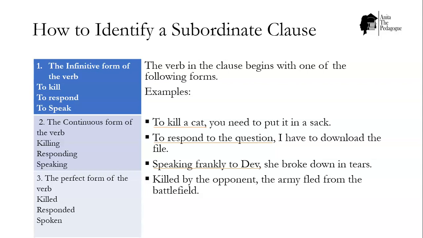Our next example: Killed by the opponent, the army fled from the battlefield. Now, we realize that to identify a subordinate clause, we need to find out if it begins with any of these forms of the verb, and here we have "killed by the opponent." Killed is the perfect form of the verb kill, and so "killed by the opponent" is the subordinate clause. And again, it cannot stand alone because it does not make complete sense on its own.